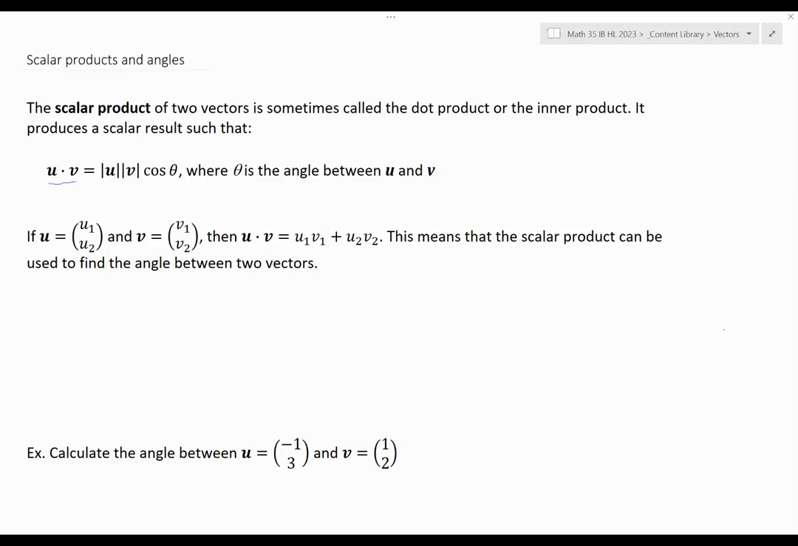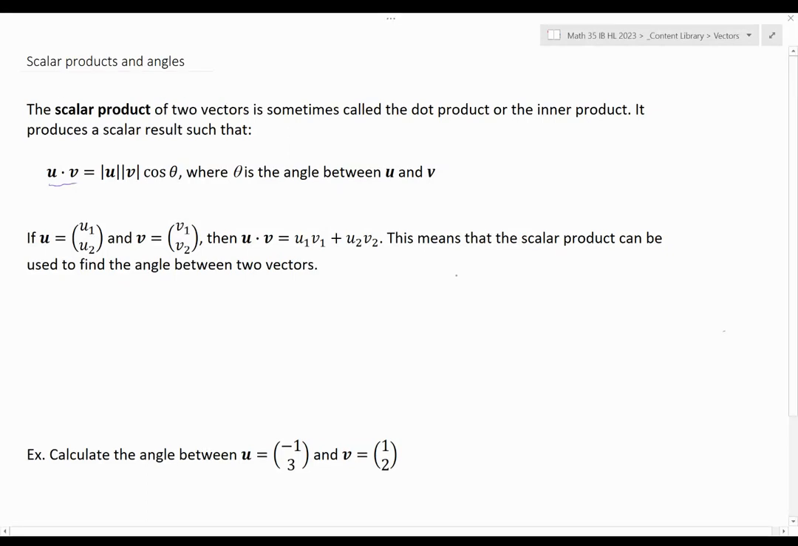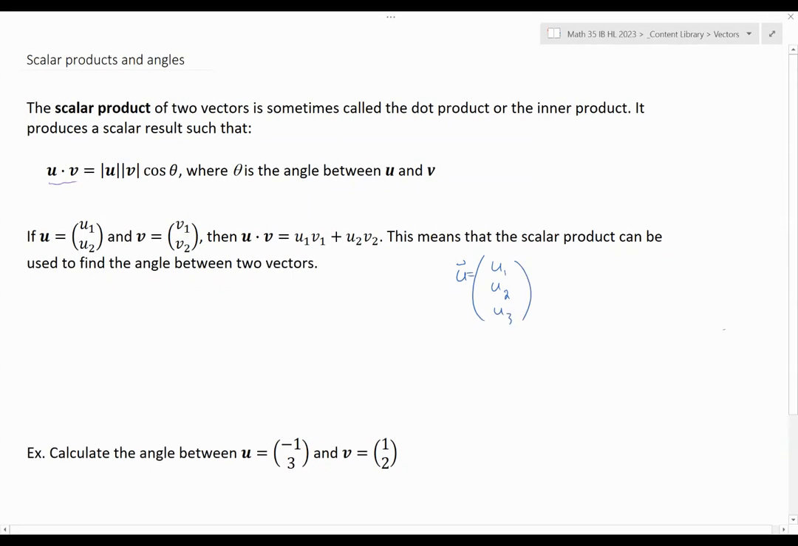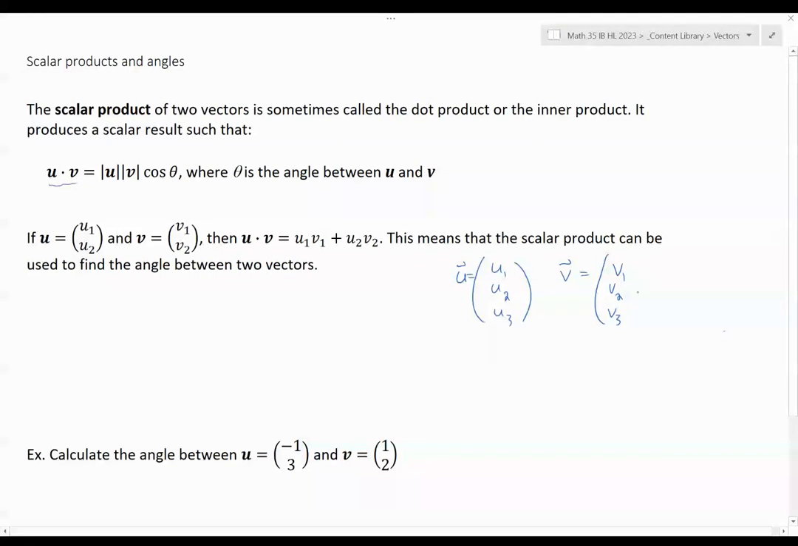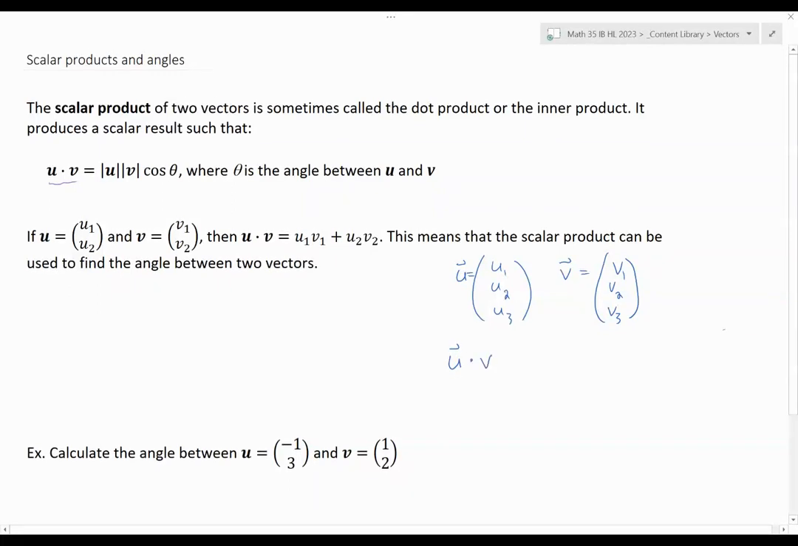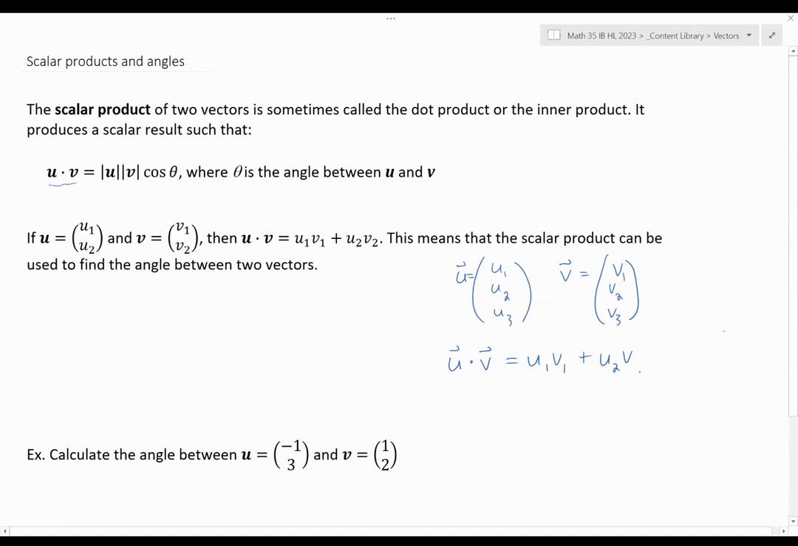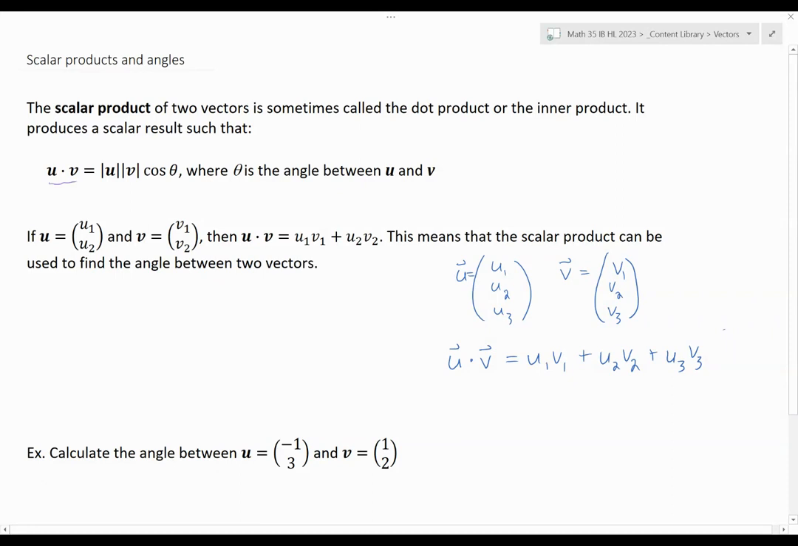I can also define it using components. I've defined it here using two-dimensional components, but I could also define it using three-dimensional components. Essentially, if each vector has its horizontal component, its vertical component, and maybe its depth component, then the scalar product is simply the product of each of these corresponding components, all added together. So for 3 dimensions, u dot v would be u1 v1 plus u2 v2 plus u3 v3. Take the corresponding components, multiply them together, add all those up.